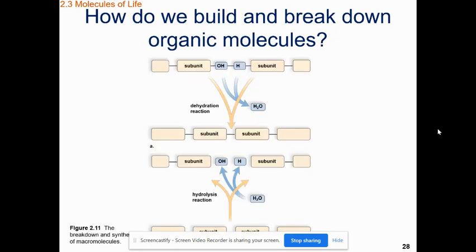Here's a visual of that. So you can see we've got the subunits here, and hanging off the edge of one of the subunits is an OH, and off the other side is a regular H. And you can see where water has been removed, that's dehydration reaction, and you've formed a larger organic molecule. You can do the reverse of that with hydrolysis, where you're taking the water molecule and using it to split them apart.